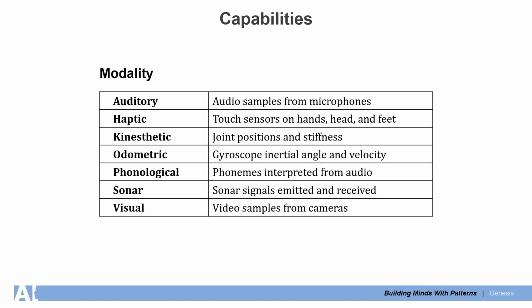These capabilities happen in different sensory modalities. In the auditory modality, for example, audio samples are obtained from the microphones. In the haptic modality, touch sensors on the hands, head, and feet give us feedback. The kinesthetic modality gives us joint positions and their stiffness. The odometric modality gives us the internal gyroscope's angle and velocity. In the phonological modality, phonemes are interpreted from the audio. In the sonar modality, sonar signals are emitted and received. And in the visual modality, video samples are obtained from the cameras.